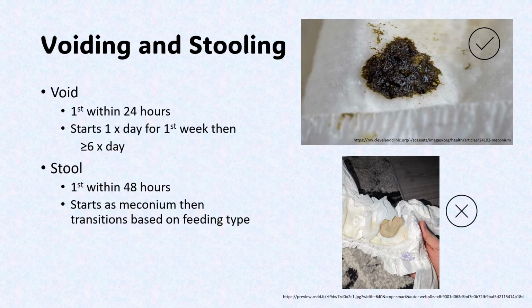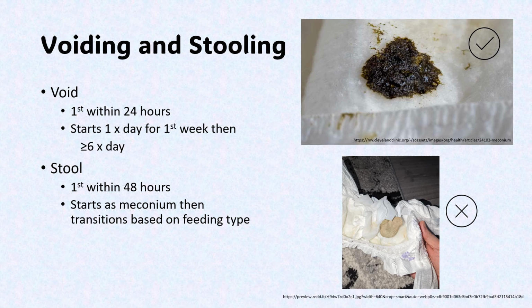Because there is a chance that the infant could have congenital deformities of the urinary or gastrointestinal system, the infant needs to demonstrate the ability to void and stool. The first urine should occur within the first 24 hours of life. The infant will then urinate about once a day until 6 days of age, then 6 or more times a day of light to dark yellow urine.